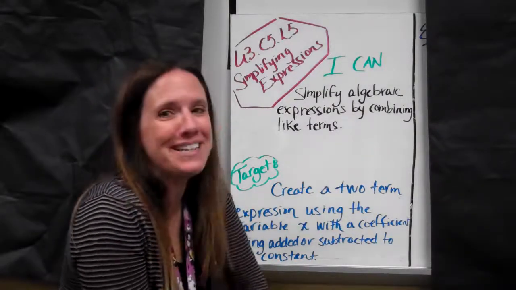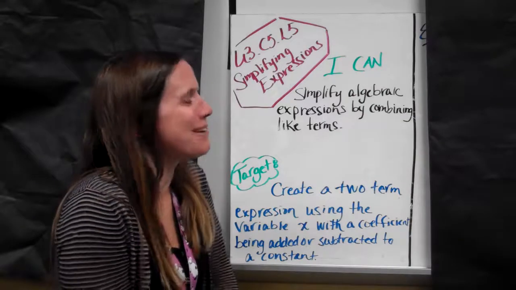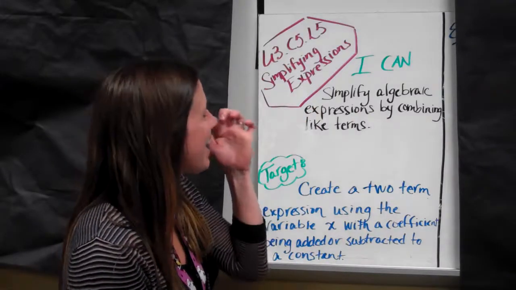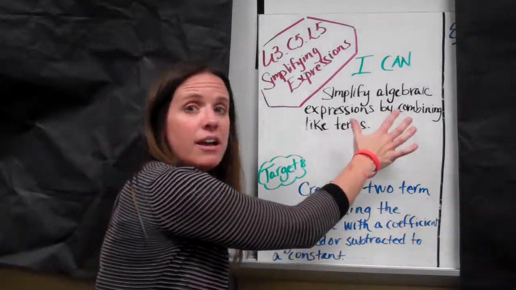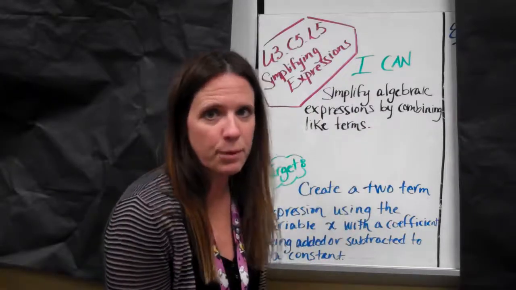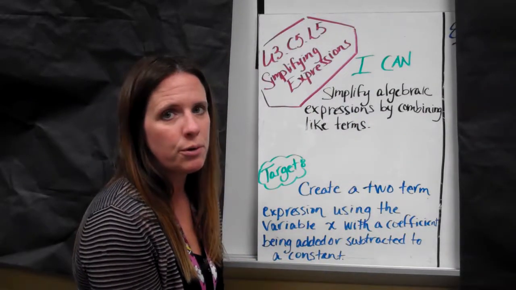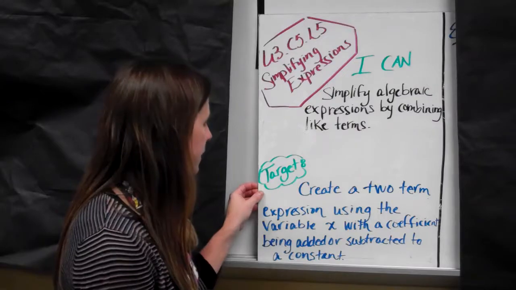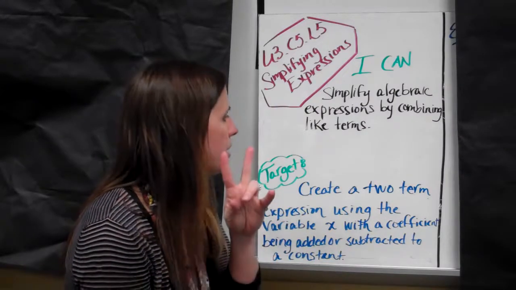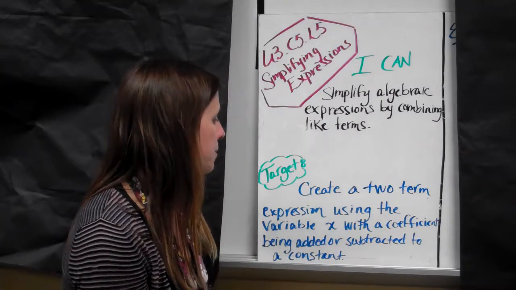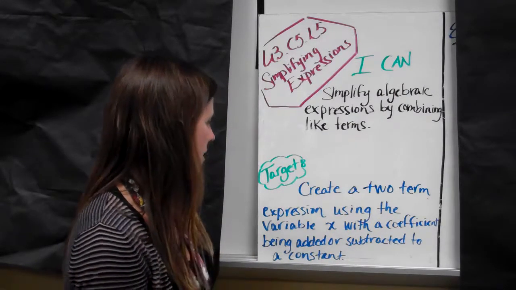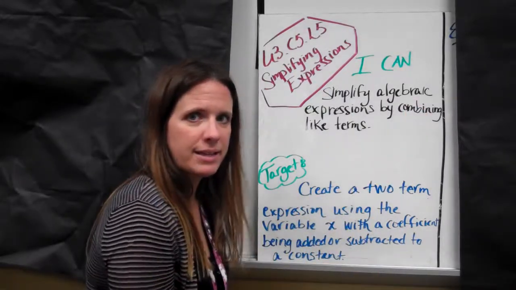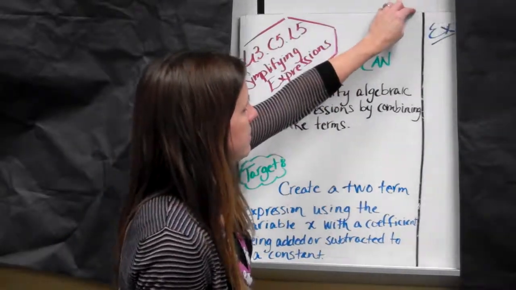Hi. Okay, we're going to be simplifying algebraic expressions today, as Mr. Romanovich kind of said. The target is I can simplify algebraic expressions by combining like terms. This is something we have been talking about, so this video will hopefully be brief because you've heard this all before, hopefully. Your target will be, you are going to create a two-term expression at the end using the variable x with a coefficient being added or subtracted to a constant. We will come back to this exact board. I'll bring this back at the end, but that's what you're going to do at the end of this lesson.